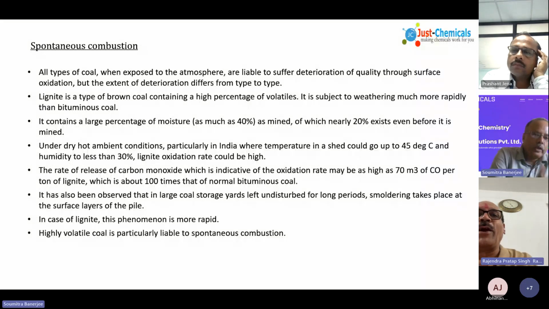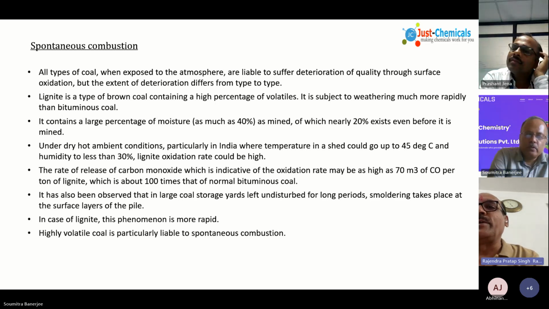All types of coal when... Okay, please continue. Please cut. No, I was saying, how do we ascertain that critical oxidation temperature? Send the sample outside? Yes, give us the sample, we will analyze it and give it to you. Okay.